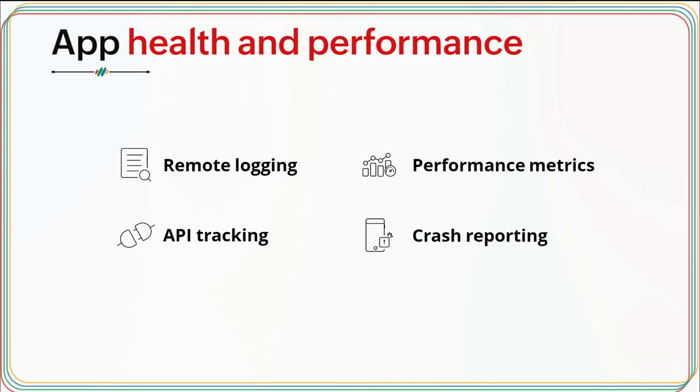Then we have App Performance and Health. Under this category, you have crash reporting and analytics, symbols and mappings, remote logger, performance metrics, and API tracking. With these features, you can monitor your app's health, identify any performance hiccups, and debug issues efficiently.